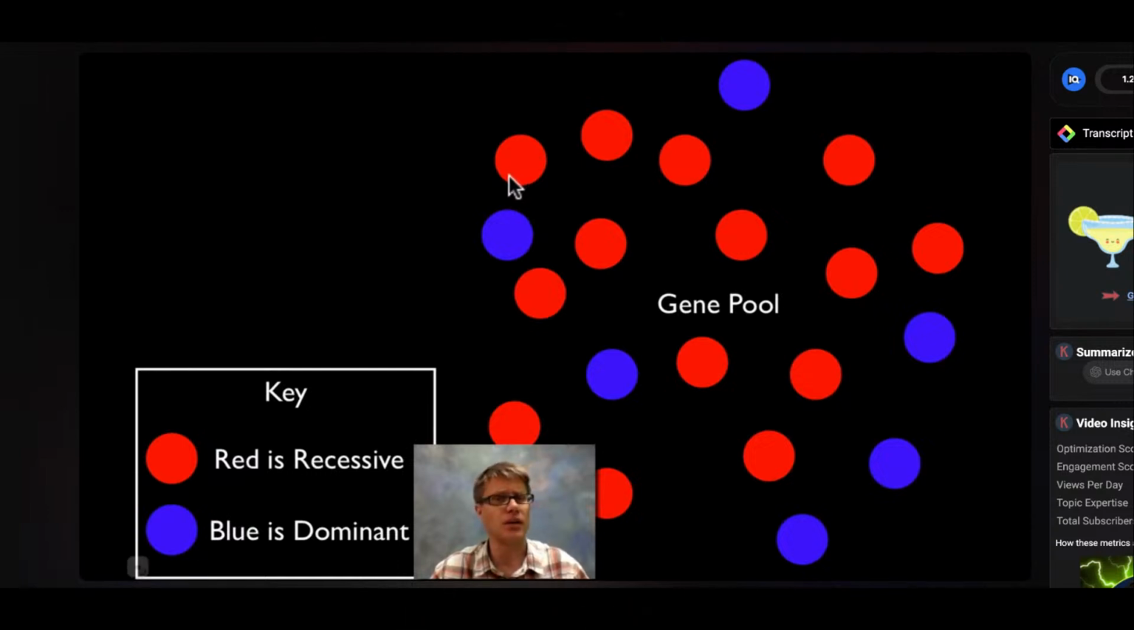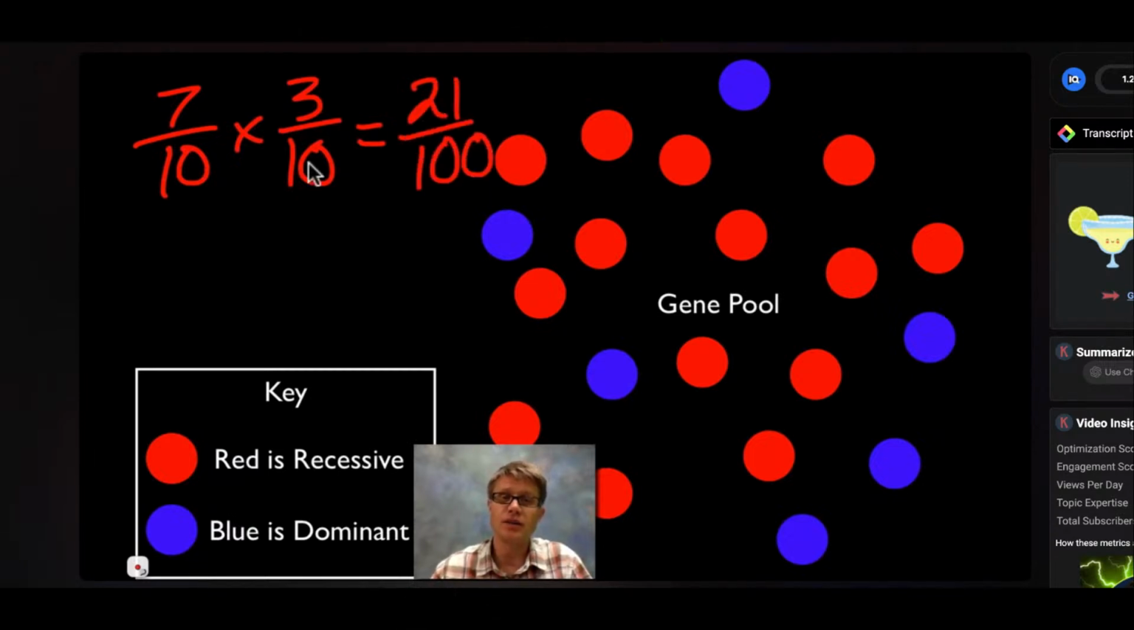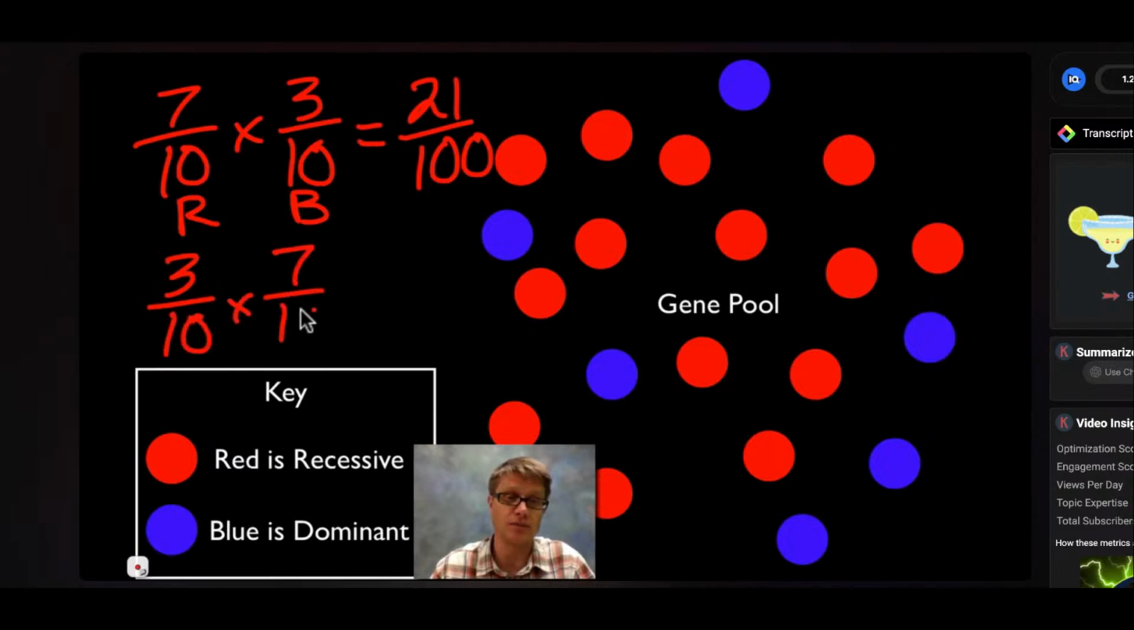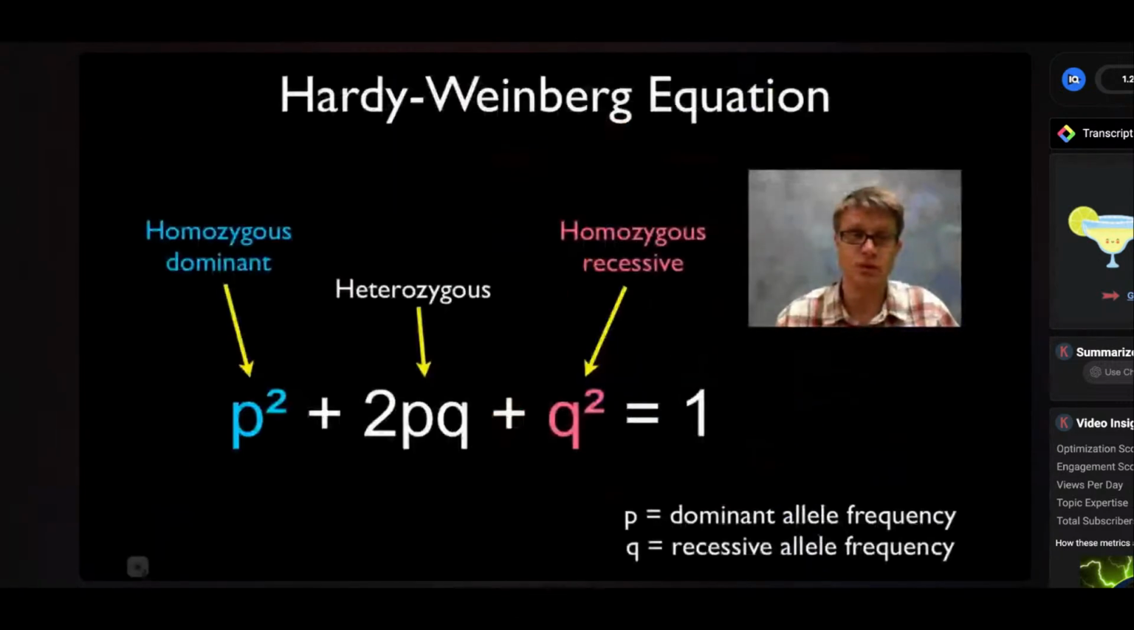So what are the odds of me pulling out a blue and then a red? Well, to do that, it would be 7 out of 10 of the red times 3 out of 10 of the blue, so that's going to be 21 out of 100. But I don't have to necessarily pull out a red the first time and then a blue on the second. I also could do it by getting a blue on the first time, 3 out of 10 times 7 out of 10, and that would be 21 out of 100 as well. And so I have to add these two because I could get a red and a blue in 2 ways. And so when we look at the equation for Hardy-Weinberg equilibrium, let's go to that.